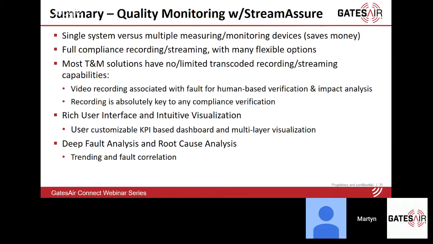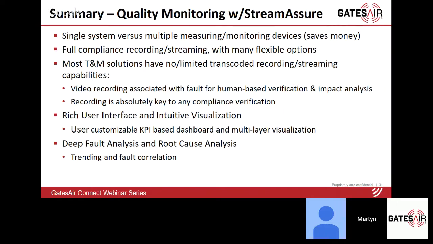It can be used for compliance recording, streaming, monitoring. It can basically go well beyond most test and measurement solutions, because this can do quite a lot of transcoding, recording, and the capabilities are very, very deep.